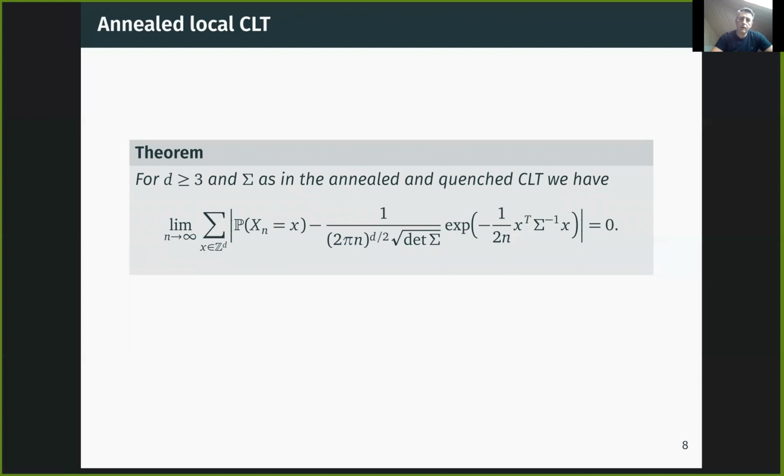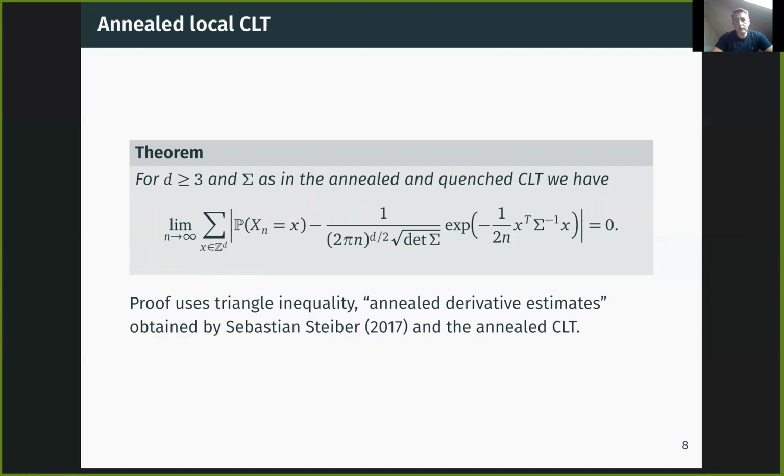So the first result is the annealed local CLT. Here we have convergence to Gaussian. So this is a d-dimensional Gaussian density with the same covariance matrix as before in these results. And the proof here uses a triangle inequality and annealed derivative estimates, which were obtained by Sebastian Steiber for this random walk, and also the annealed CLT.